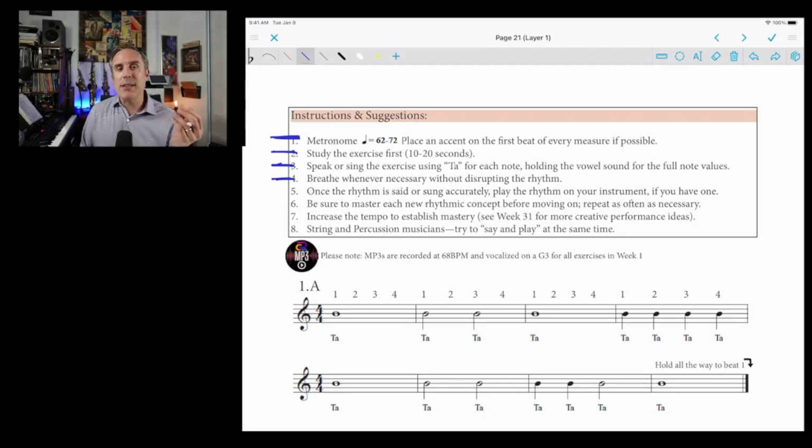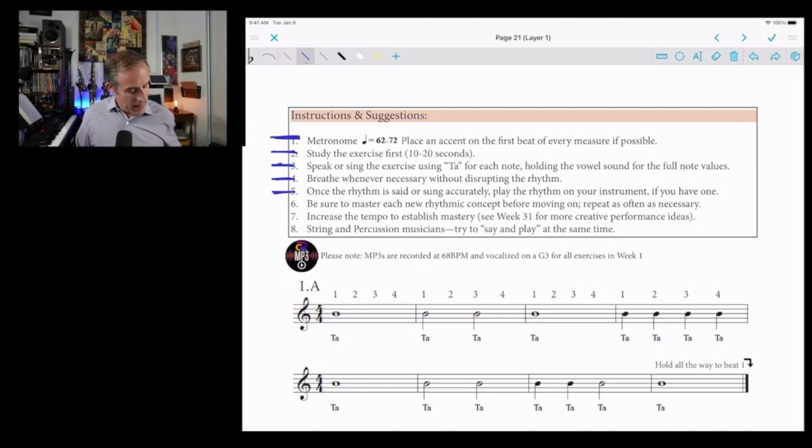Breathe whenever necessary without disrupting the rhythm. So in an 8-measure excerpt at, let's say, 68 beats per minute, 68 on the metronome, it's going to be really hard to sing all 8 measures on one breath. So the intention is to say the exercise accurately, breathe where you need to, while still maintaining integrity and accuracy in the rhythm that's written.